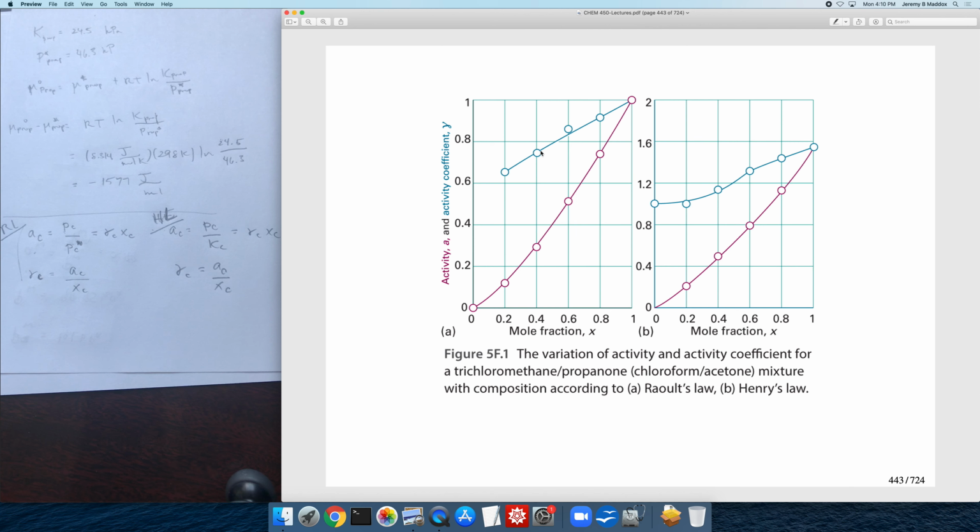Notice that the activity coefficient goes to 1 when the solution becomes pure chloroform. Over here, however, the activity coefficient goes to 1 when it's a very dilute solution in chloroform, right? When the mole fraction is close to 0.